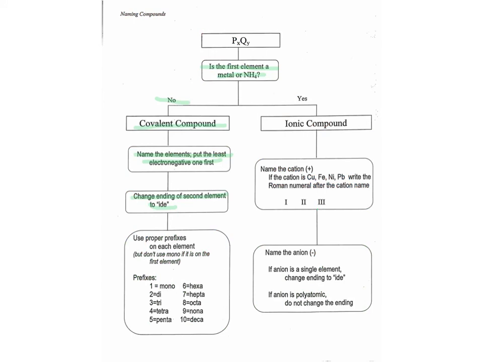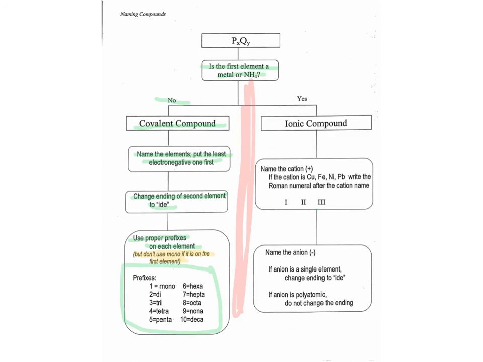So the last thing we need to do with this is add the proper prefixes. The biggest thing students will do is confuse these two. For ionic, we're using the ion sheet. For covalent, we use these prefixes. We give these prefixes to you, and we use those to tell how many there are. And here's a key point, I'm going to highlight in yellow. Don't use mono if it's on the first element.